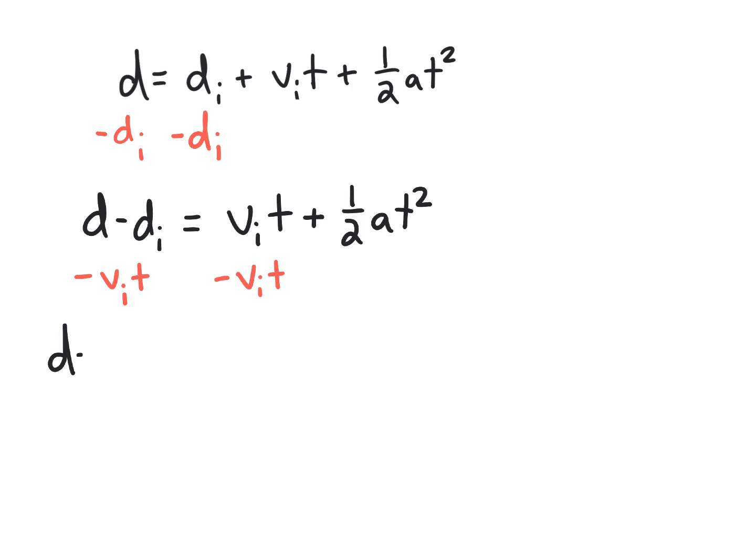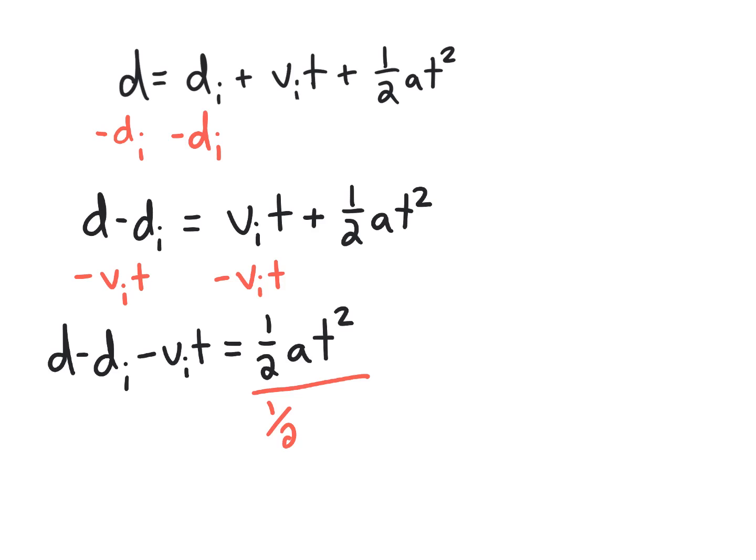And I get d minus d sub i minus v sub i times t equals half of a t squared. I'm wanting to get rid of everything except for a, so I'm going to divide both sides by one half t squared.